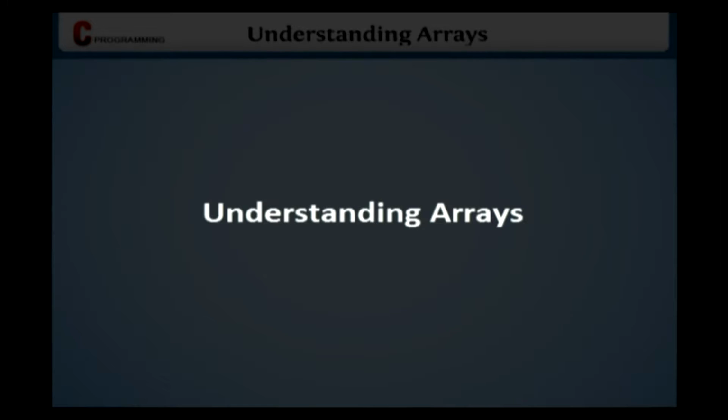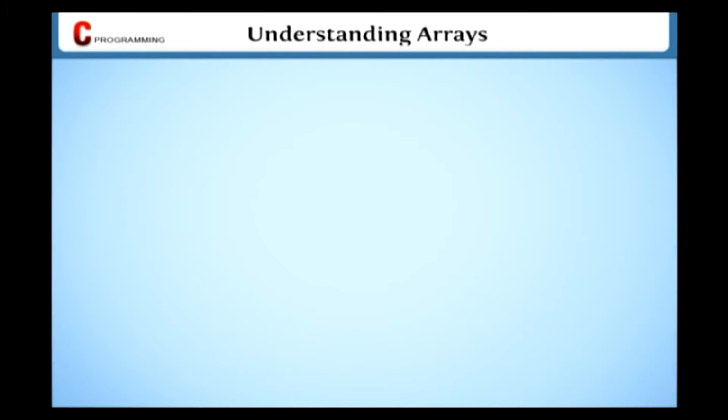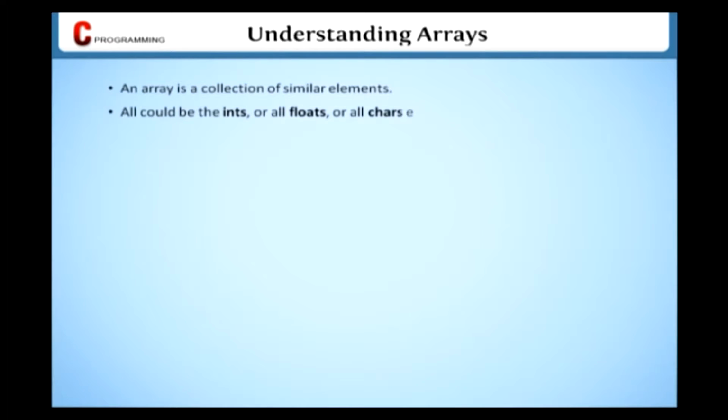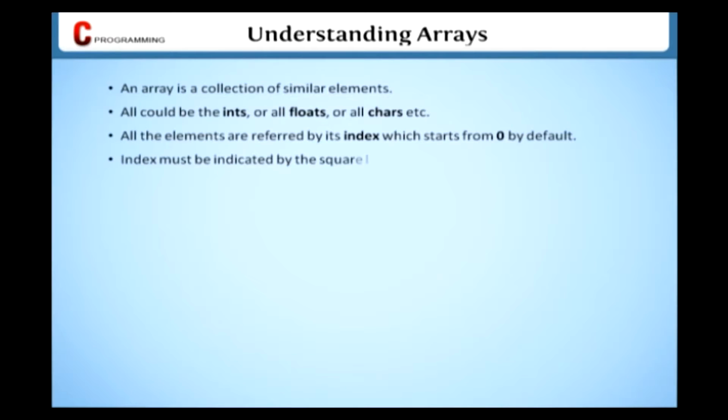Understanding arrays. In this lesson, we will see about arrays. An array is a collection of similar elements. These similar elements could all be ints, or all floats, or all chars, etc. All the elements are referred to by the index, which starts from 0 by default. The index must be indicated by square brackets.